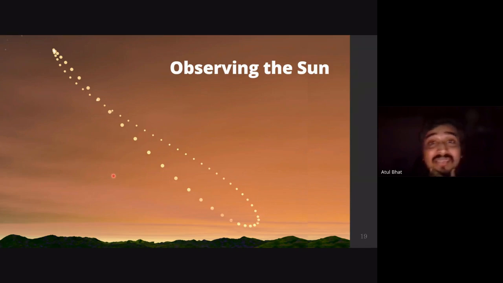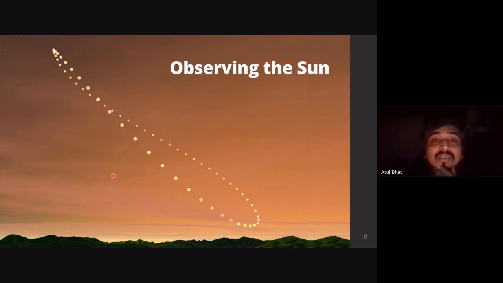And this is one of the reasons how we can prove Copernicus is right, that the sun is not moving around the Earth, the Earth is moving around the sun. And that is how they do these things. So this is called an analemma. If you want to make note of this, it's called an analemma of the sun. And this is something very beautiful.